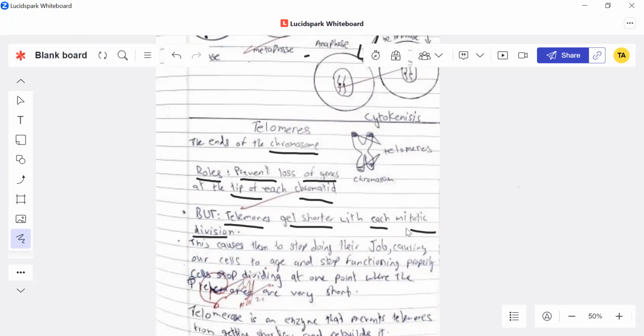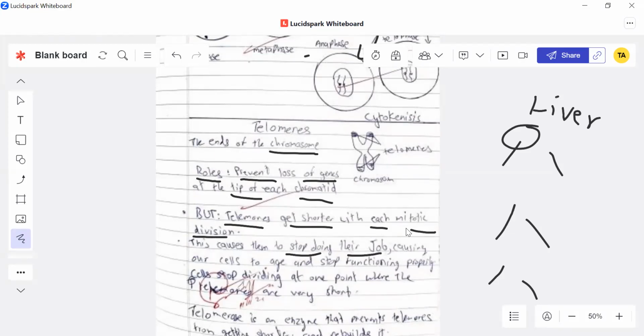So every time the cell undergoes cell division, like this liver cell undergoes 5 cell divisions, right? So every time the telomere will get shorter. And this causes them to stop doing their job. What was their job? They would prevent the loss of genes. Because they are getting shorter, they stop doing their job, and this will cause the cell to age and stop functioning properly. So cells stop dividing at one point where the telomeres are very short. So when the telomeres get too short, right, the cell will no longer undergo cell division. And that's the point where you start to age.